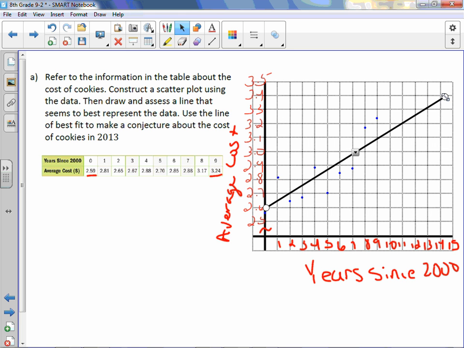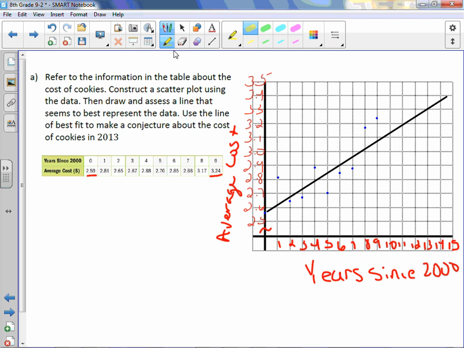So maybe somewhere about here. So again, you have about half above, half below. Maybe slant this down a little bit more. Okay, it follows the general trend of the points. The points are increasing and around this line. Okay, so going forward, we can see that maybe in 13, 14, 15 years since 2000, the price of cookies increases as well. So there's our line of best fit.